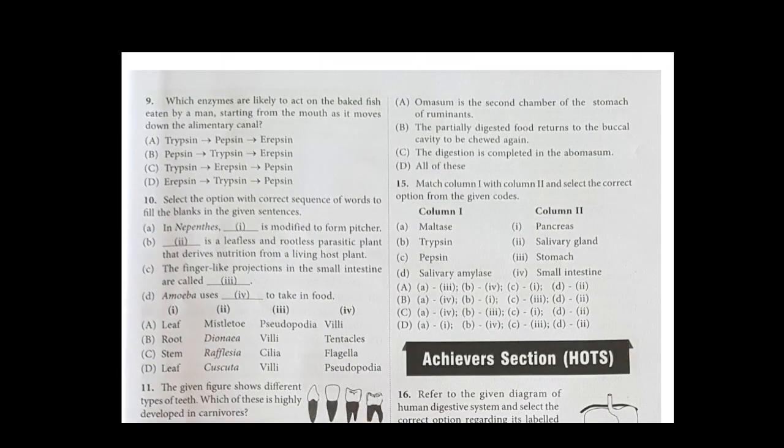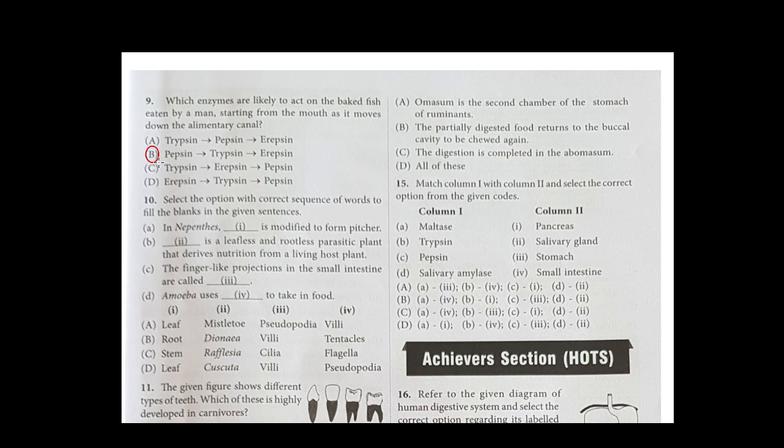So the ninth question is: which enzymes are likely to act on the baked fish eaten by a man, starting from the mouth as it moves down the alimentary canal? We find that going through this, option B is the correct option.